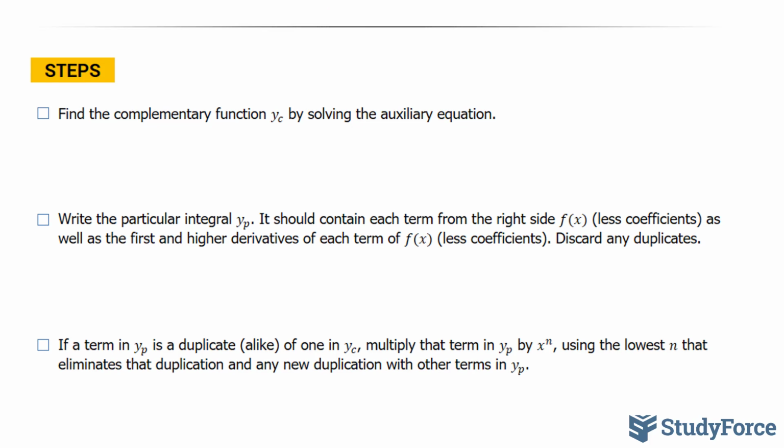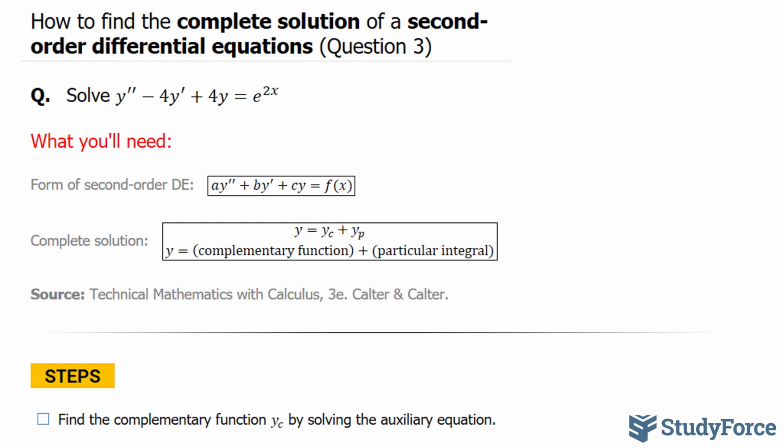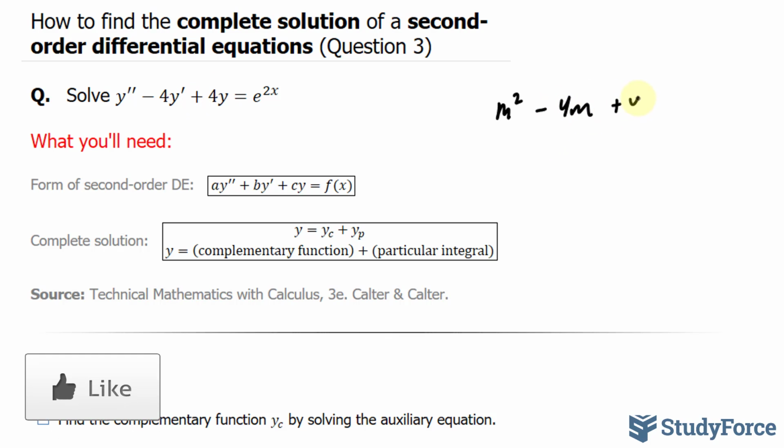Starting with step number 1, what we have to do is find the complementary function y subscript c by solving the auxiliary equation. So what I'll do is convert the left side of this equation as a quadratic, where y double prime becomes m squared, minus 4y becomes minus 4m, and plus 4y becomes plus 4, and we set this equal to 0. We factor this, and that's really easy to do.